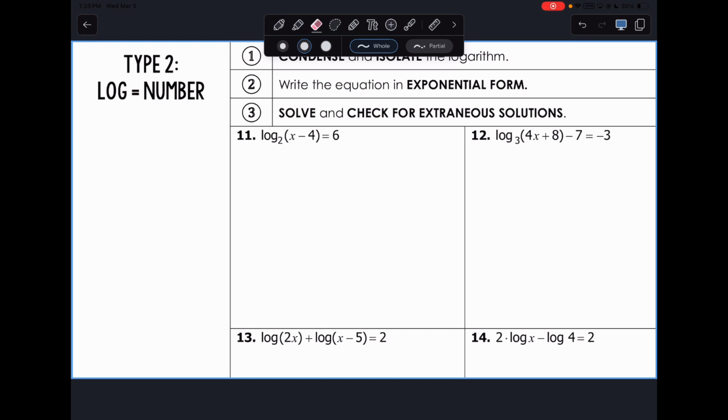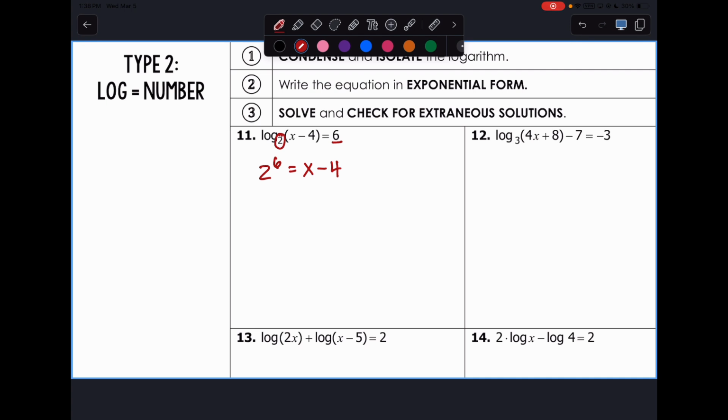Log base 2 of x minus 4 should be rewritten where we have 2 as the base, to the 6th power, equals x minus 4. If the variable you're trying to solve for is in the exponent, you can't do it this way. You would have to use log again and use the power rule to bring the x down. There's no way you can solve anything with the variable in the exponent, okay?